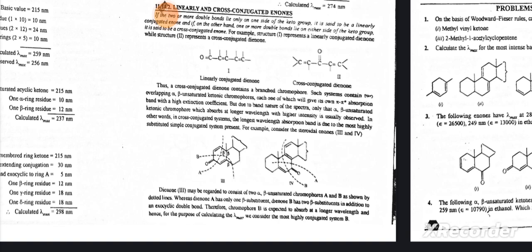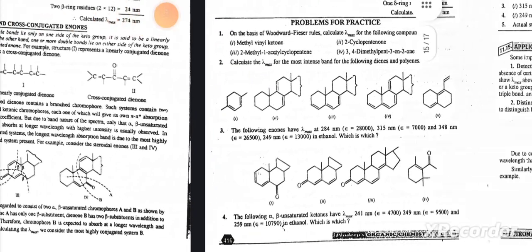Dienone may be regarded to consist of two alpha beta unsaturated chromophores A and B as shown by dotted lines, whereas chromophore A has only a beta substituent. Chromophore B has two beta substituents in addition to an exocyclic double bond. Therefore, chromophore B is expected to absorb at longer wavelength, and hence, for the purpose of calculating the lambda max, we consider the most highly conjugated system B.